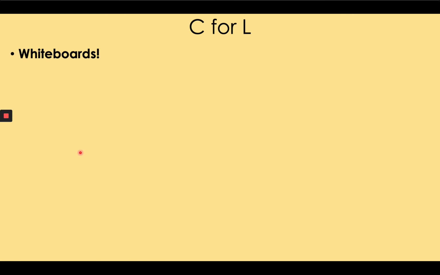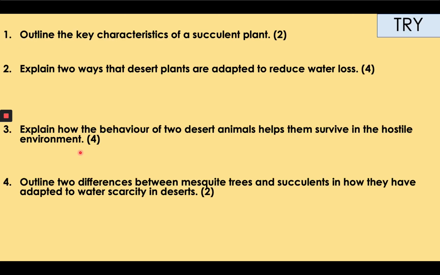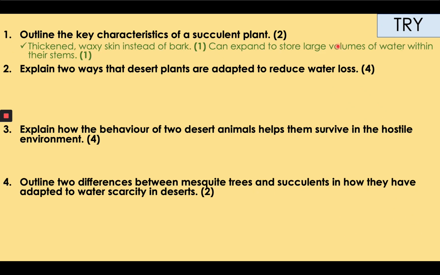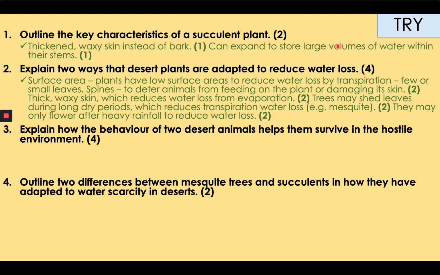Okay, time to embed learning. Please look at the questions, write them down, and answer them using your understanding. Go for it. Number 1. Characteristics of a succulent plant. 2. Two ways that desert plants are adapted to reduce water loss. So you need any 2 of these. Spines, waxy skin, trees shedding leaves, which reduces water loss, for example the mesquite tree. During extremely dry periods it loses its leaves. Only flowering after rainfall. Or you could have even said expanding.